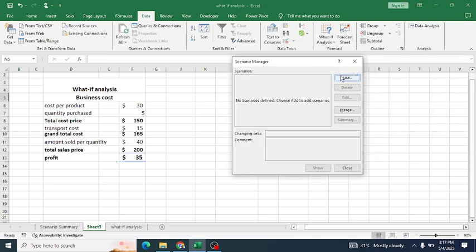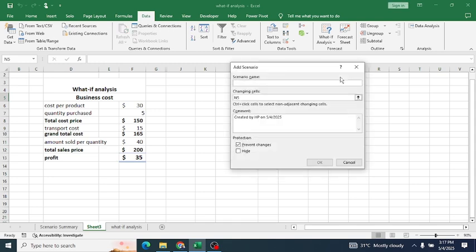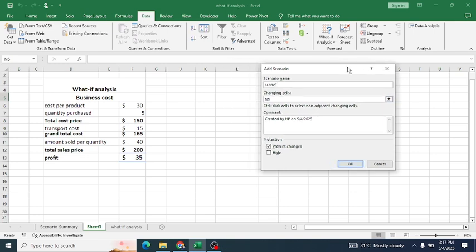You understand? So let's add a scenario now. Let's call it scene 1. Scene 1 is: I want to change the sales price, because the sales price will determine my profit. So if I'm changing the sales price, how does it affect the profits? That's what I want to look at now.